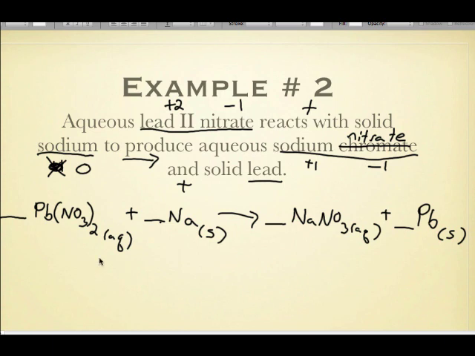I'm just going to come as I see them. Lead, lead's good on each side, looks like 1 and 1. Yeah, lead is good. Check that one off. Nitrate, 2 nitrates. Polyatomic, keep them together. The other side, it looks like we only have 1 nitrate, so I need a coefficient of 2. Now I have 2 nitrates. Okay, so now the nitrates are all set.